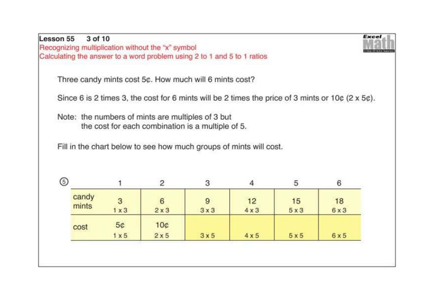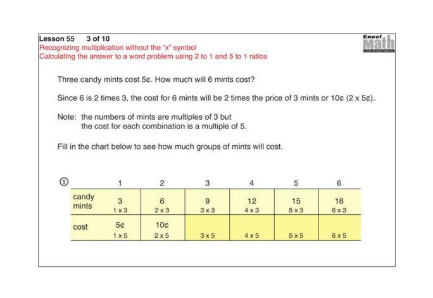3 candy mints cost 5 cents. How much will 6 mints cost? Since 6 is 2 times 3, the cost for 6 mints will be 2 times the price of 3 mints, or 10 cents. Note the numbers of mints are multiples of 3. The cost for each combination is a multiple of 5. Fill in the chart below to see how much groups of mints will cost.